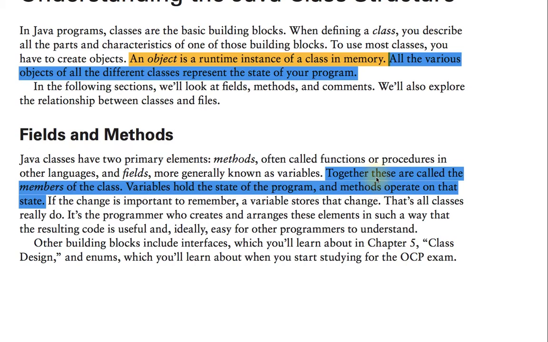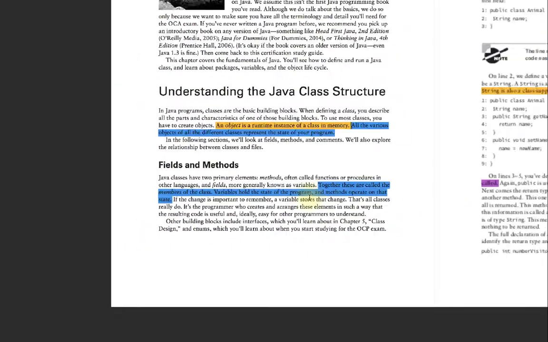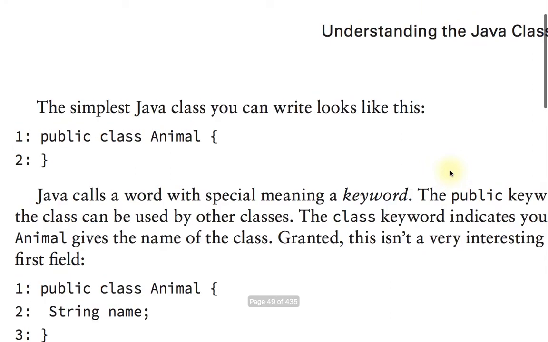What does a class contain? A class contains fields and methods. That's all a class contains. So together, these are called the members of the class. Variables hold the state of the program and methods operate on that state. Fields are called variables and the functions are called methods. So what are variables? Variables hold the state of the program, right? And what are methods? The methods operate on that state. That's it, and this is the basic.